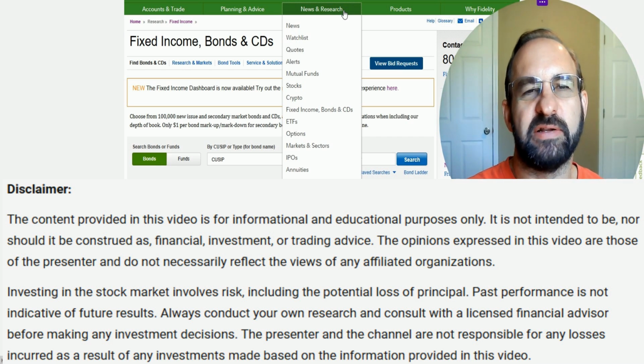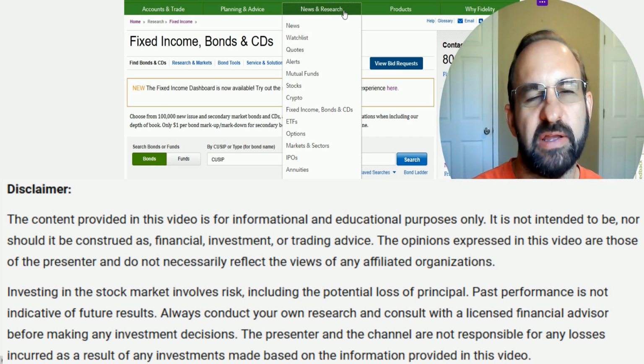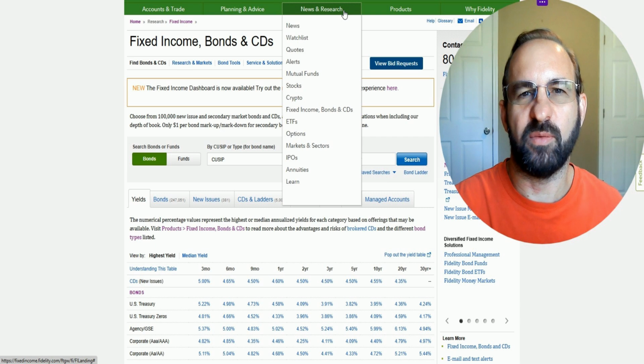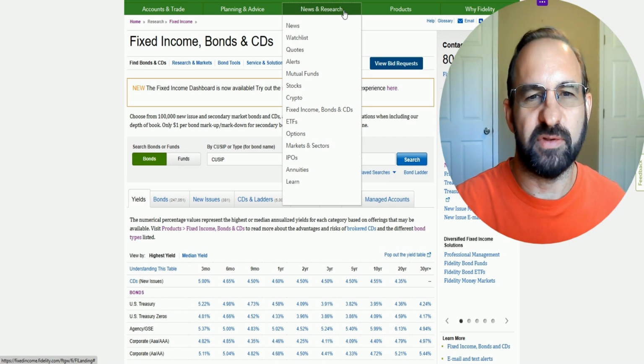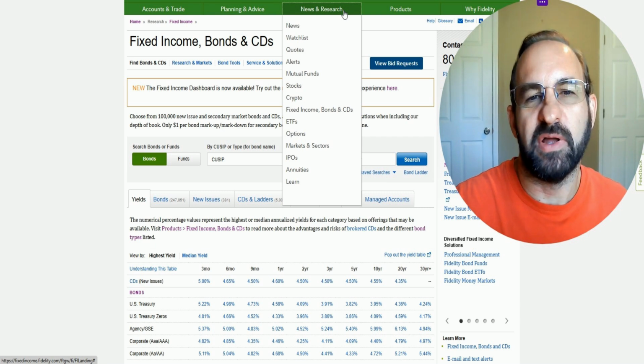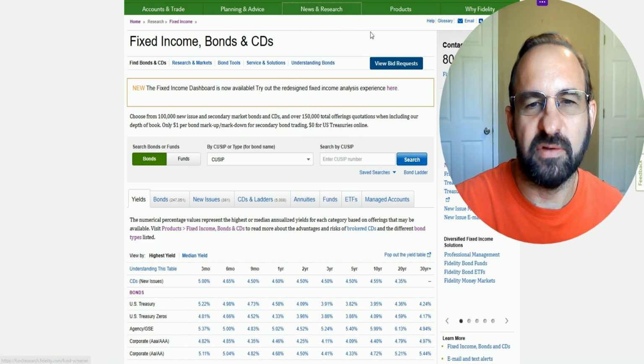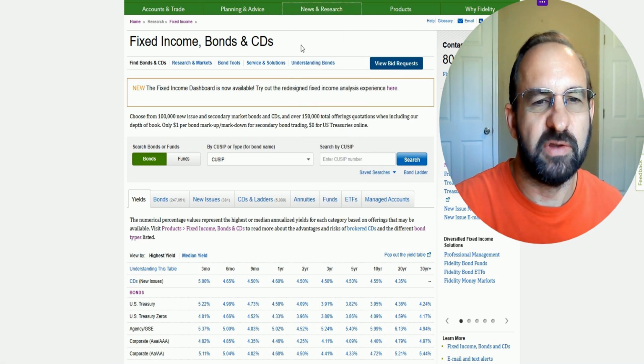When you log into Fidelity's account, you will go to your home page, and this is not our home page because I don't want to put all our information out there on the internet in public. But you go to the top with News and Research, and you have a drop down box. Go to Fixed Income, Bonds and CDs. This will bring you to this page.